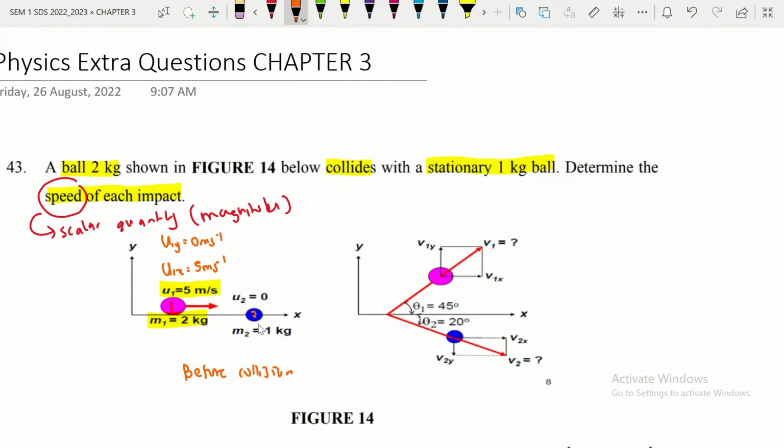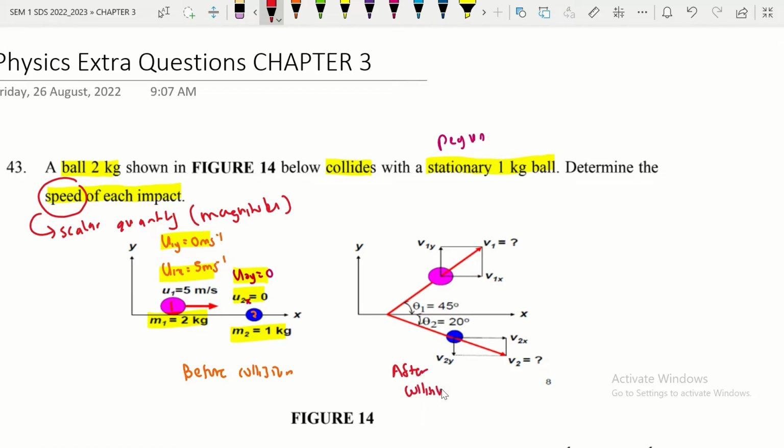Okay, contohnya stationary ballnya adalah object 2. So object 2 ni mass dia kita dah tahu 1 kg and stationary, pegun. Bila objek pegun meaning objek tidak bergerak. So therefore initial velocity adalah 0 for both x and y axis. Okay, settle. Misalkan highlight maklumat yang penting. Next, after collision, what happen?